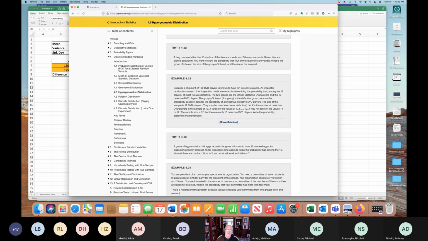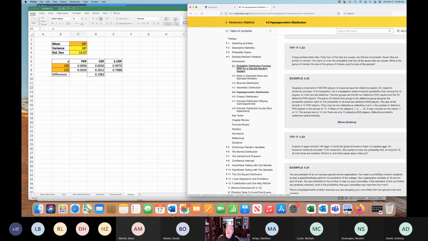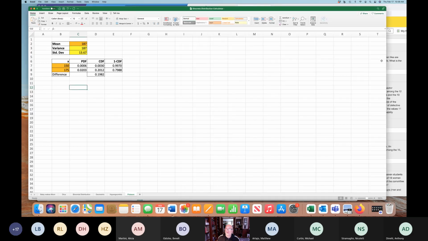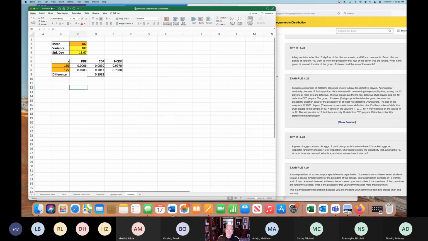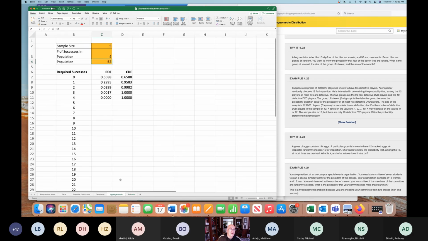Notice they use group of interest. They don't use success anymore because the probability question asks for the probability that at most 2 are defective. The sample size is 12 DVD players. They may be non-defective or defective. So we're going to look at these DVD players. Let's bring this over here, and we can look at it side to side. I don't know why I haven't been doing that. Probably I'm not good at this. Okay, so here we go.